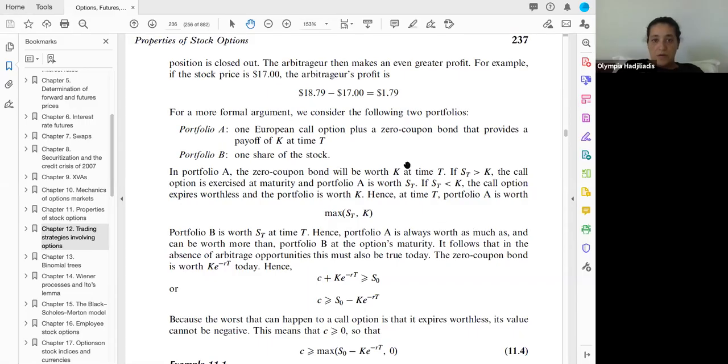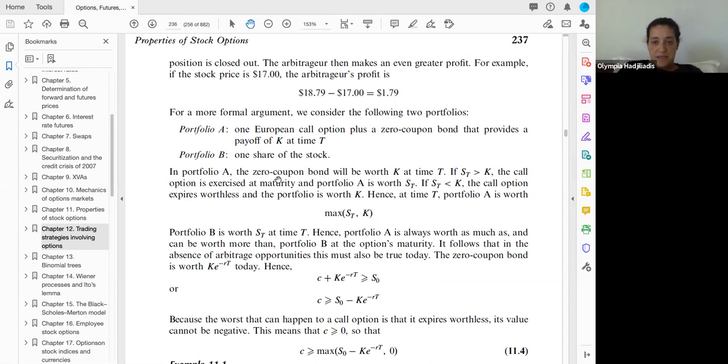Okay, so for a more formal argument, we consider the following two portfolios. Portfolio A: one European call plus a zero coupon bond that provides a payoff of K at time T. And portfolio B: one share of the stock. In portfolio A, the zero coupon bond will be worth K at time T.